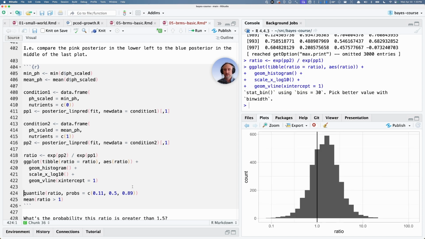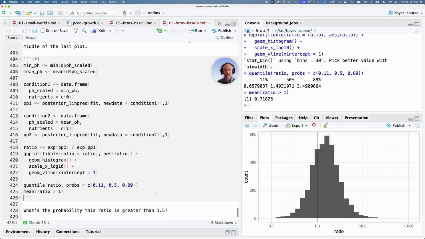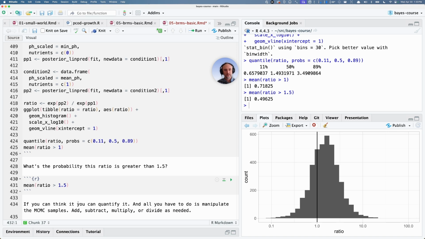And I can plot that out. I just put a line here at 1. So this is the posterior distribution on the ratio of this second condition to this first condition. And we could, for example, take credible intervals, quantiles on that, or we could calculate how much of this is above 1 or how much of this is above 1.5. So we can quantify that ratio with fully taking into account all the uncertainty.